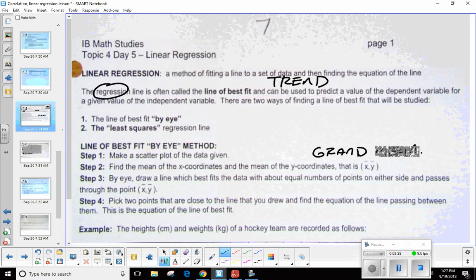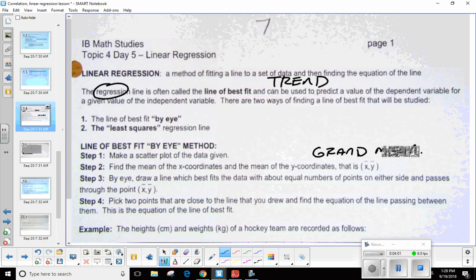Now 3, by eye, draw a line which best fits the data with about equal numbers of points on either side and passes through the grand mean. Pick 2 points that are close to the line that you drew and find the equation of the line passing between them. This is the equation of the line of best fit. So we're going to practice this. We're going to do one first by hand, and then I'm going to show you how to do this on the calculator.